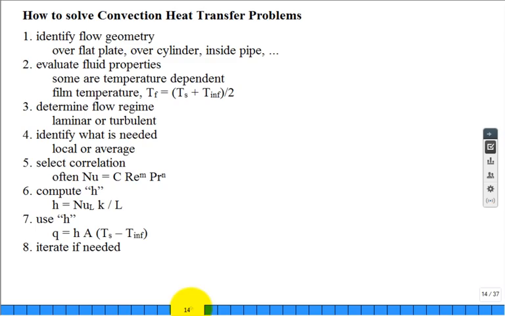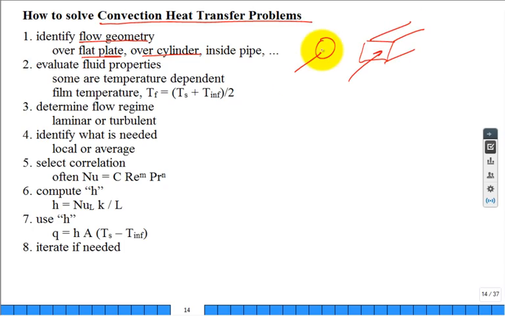How do you solve convection heat transfer problems? First of all, some students will forget the flow geometry. Are they looking at analyzing flow over a flat plate, flow over a cylinder, flow over a sphere, flow inside of a pipe, flow inside of a rectangular duct, or whatever? They have to get that straight because everything's based on the geometry. You have to go and find correlations and they depend on the geometry.